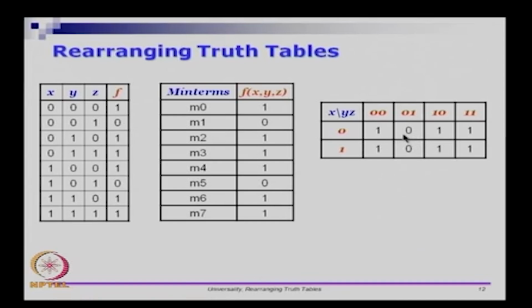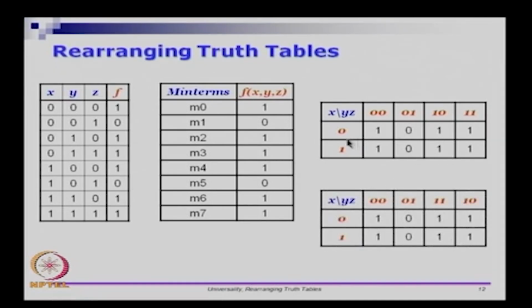If I pick this, it corresponds to the term x equals 0, y equals 0 and z equals 1, or this is min term 1. If I pick this term here, this corresponds to x equals 1, y equals 1 and z equals 0, or this is min term 6. All I have done is taken this table and folded it in a slightly different way. Now, I am going to take this and do something more.